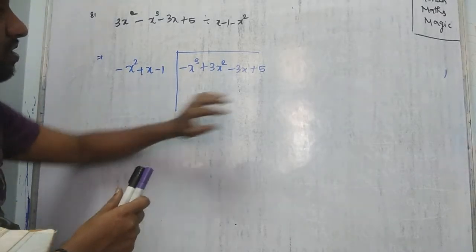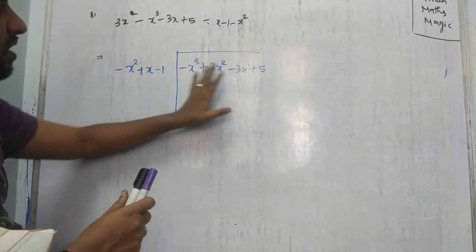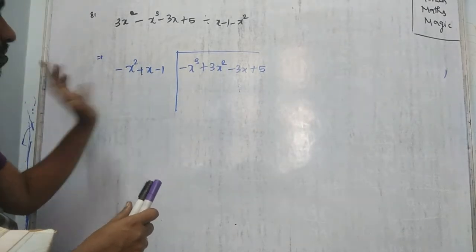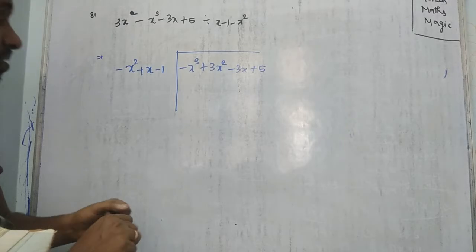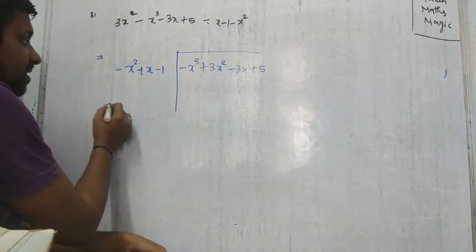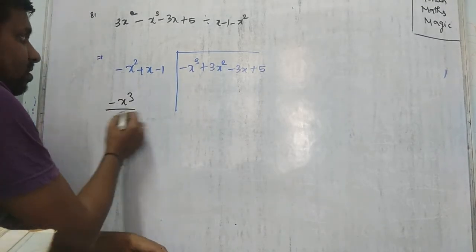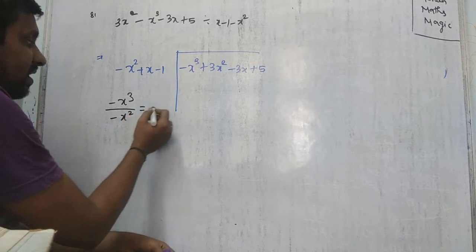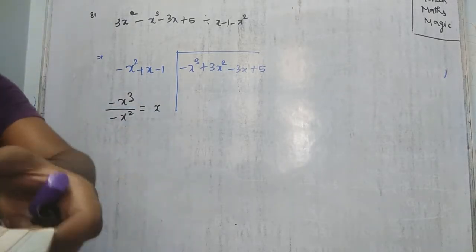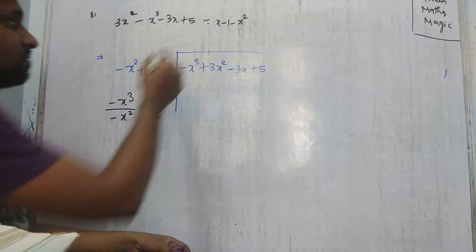Next, check whether all the terms are there. Highest power 3, power 2, power 1 in the dividend; highest power 2, power 1 in the divisor. Now what is the first step? First term is minus x cube, here the first term is minus x square. Divide, what do we get? x. So put x on the top.